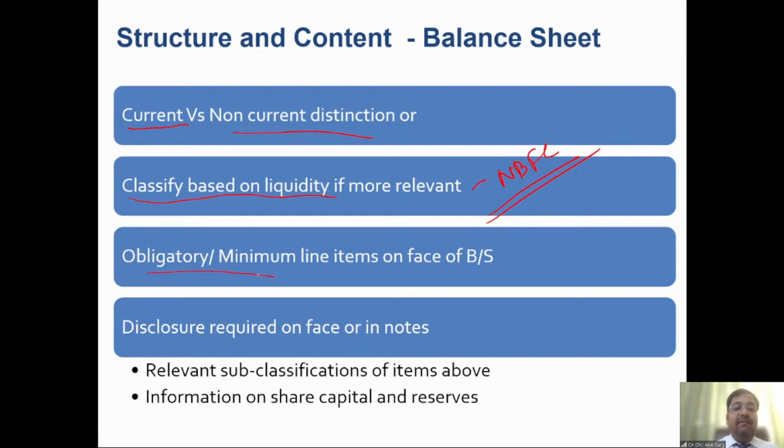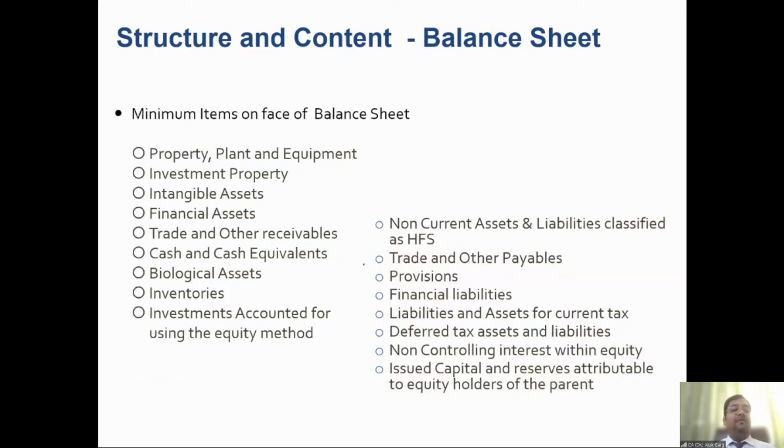Ind AS 1 has given some important line items on the face of the balance sheet, like property, plant and equipment, investment property, intangible asset, financial asset, trade and other receivables, cash and cash equivalent, biological asset, inventories, investment accounted for using the equity method, right?